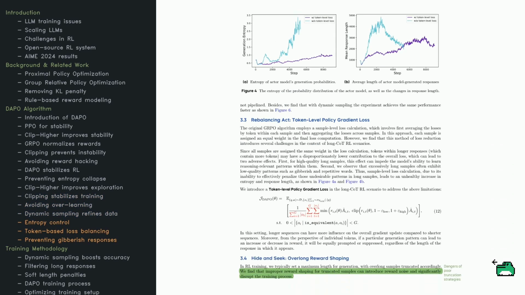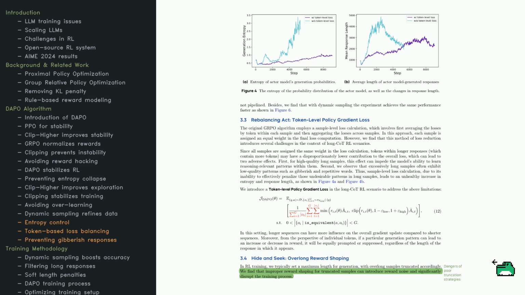Now consider how each token in a response matters. If you treat the entire response as a single unit, you risk overshadowing the significance of individual tokens, especially in long answers. The left graph here shows how introducing token-level loss helps maintain entropy. That means the model doesn't produce chaotic or repetitive responses. Meanwhile, the right graph shows that response length remains steady, preventing the model from generating answers that are too short or too long. This is exactly why token-level policy gradient loss is introduced.